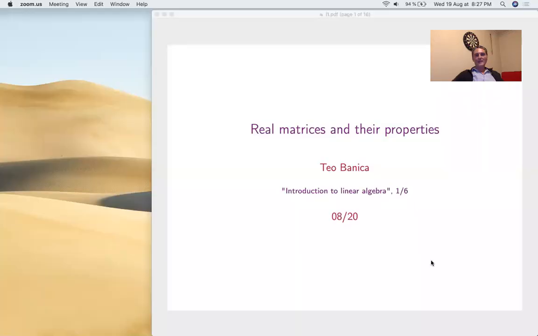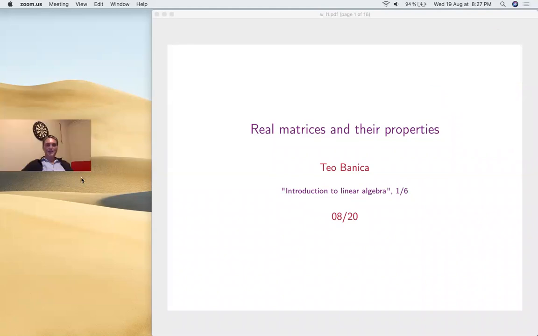So let's find this presentation first. Yeah, so real matrices and their properties. It's going to be about real matrices today. So hope it won't be very difficult.